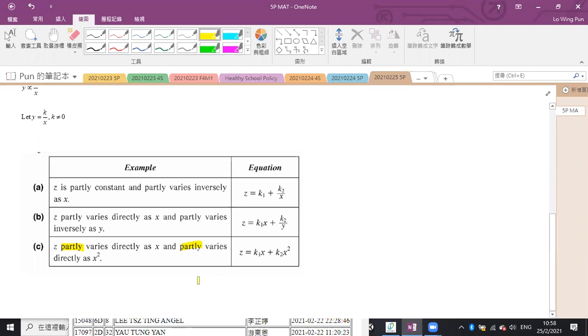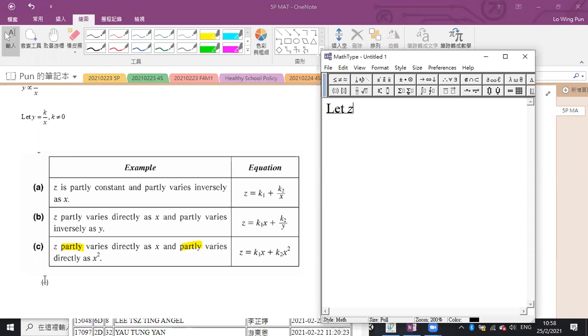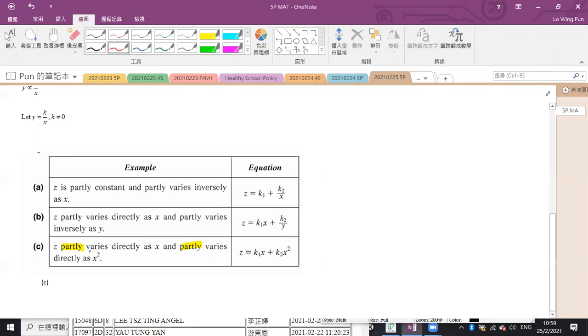Okay, z partly varies directly as x and partly varies directly as x square. So z will be two parts, divided into two parts. Okay, so we will let z be a sum of two parts, the first part plus the second part.